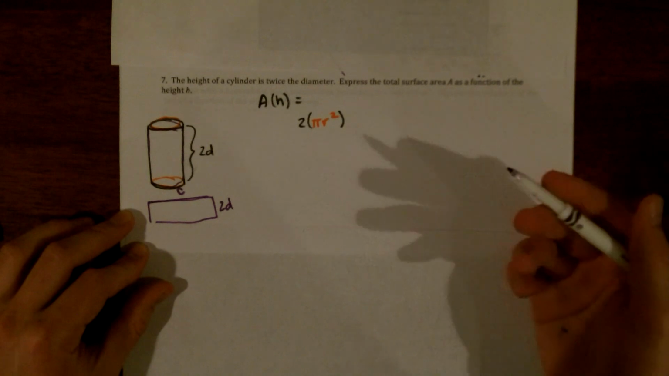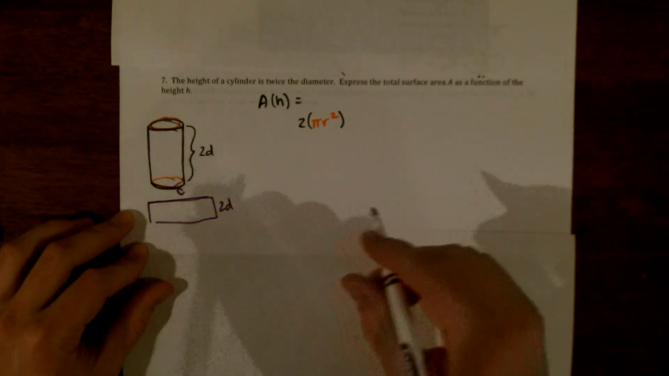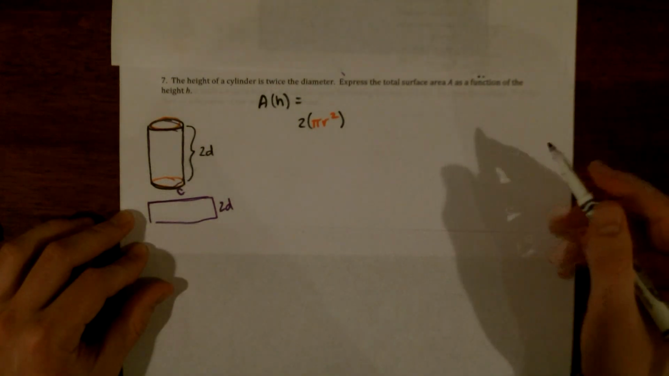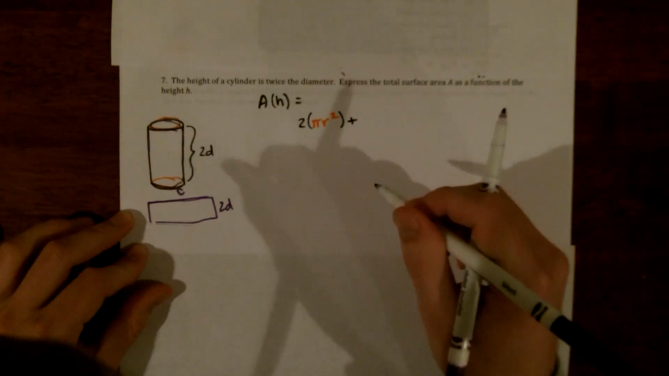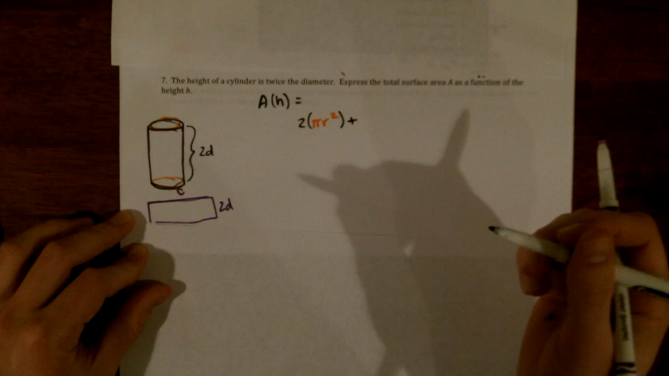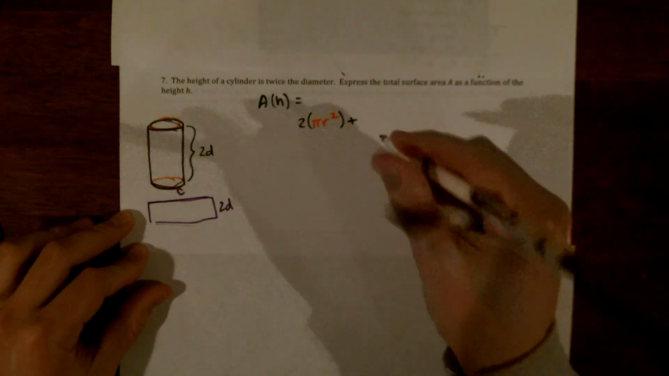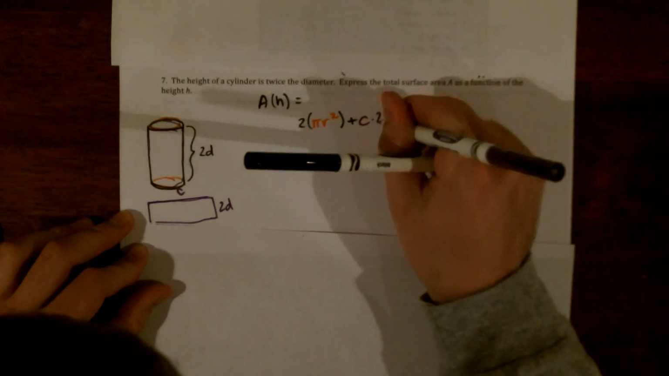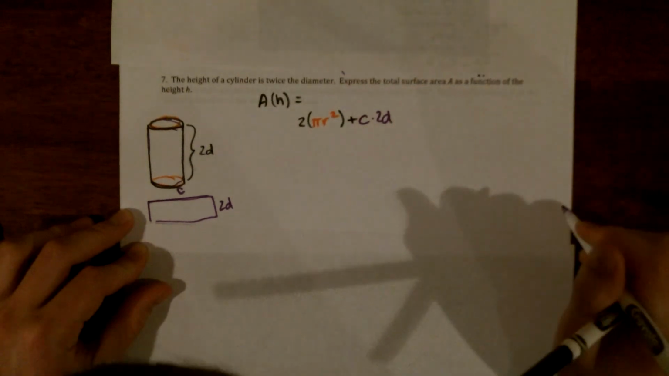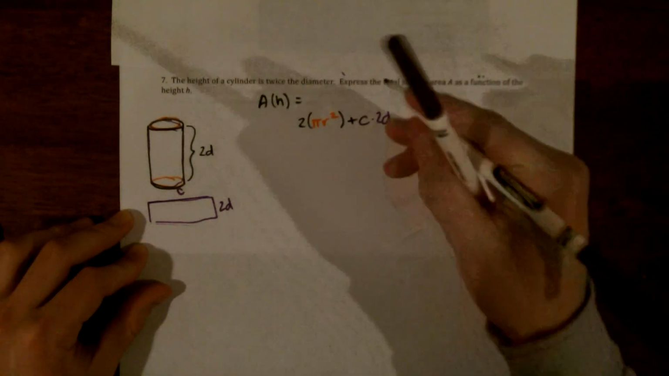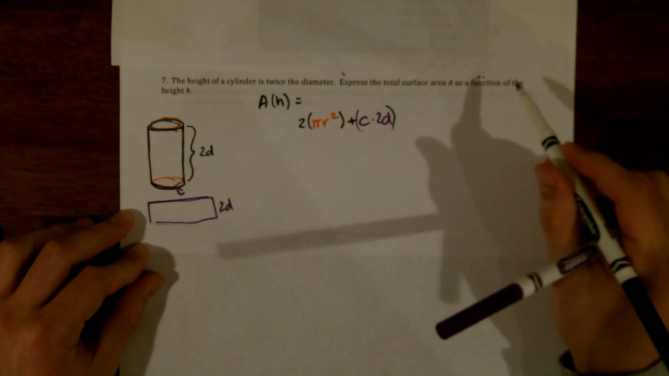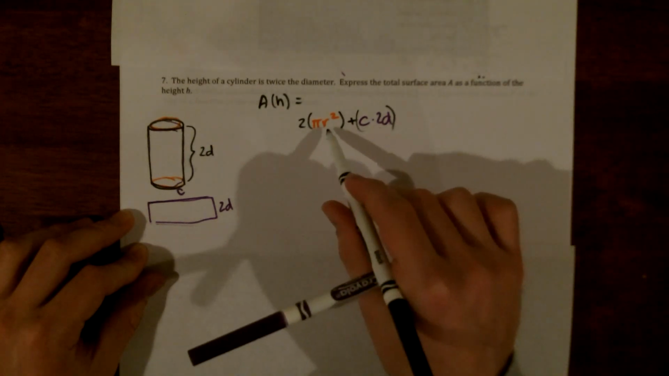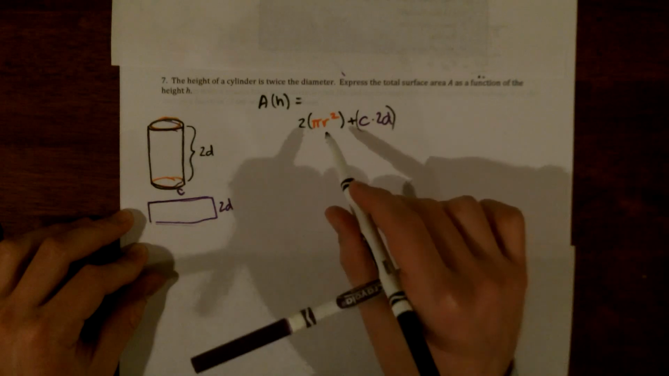So if we want to add this into our equation for surface area, we're going to add, how do you find the area of a rectangle? Base times height. So C times 2D. Okay? But our problem is we want to express everything in terms of h. We're not expressing it in terms of h at all here. We have a radius and we have a diameter.